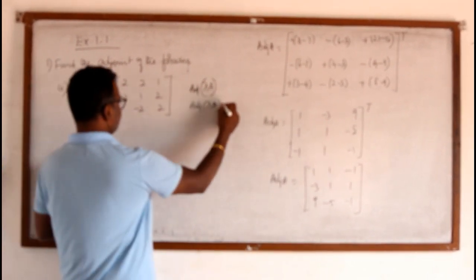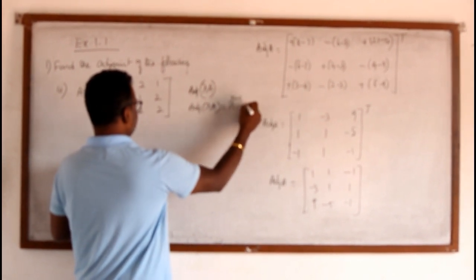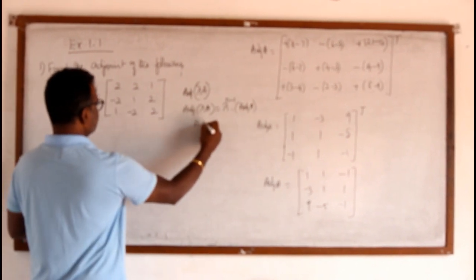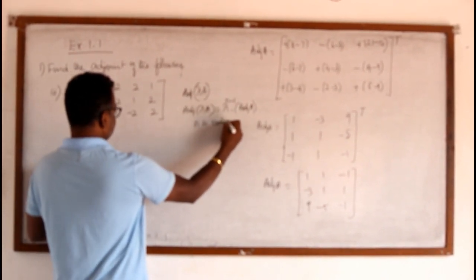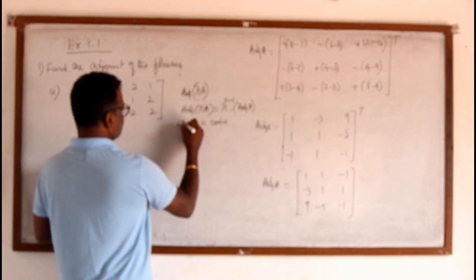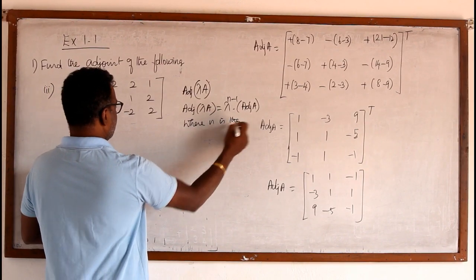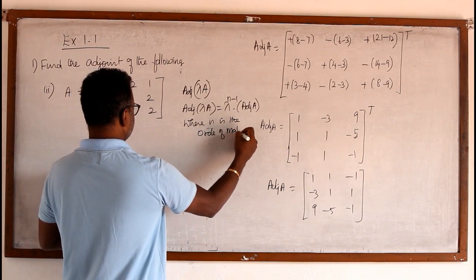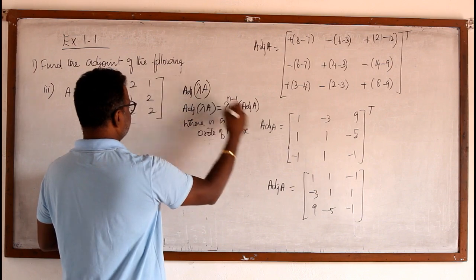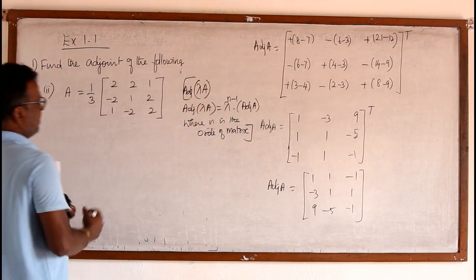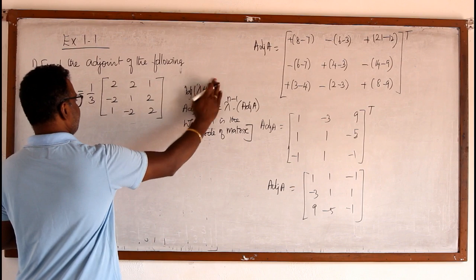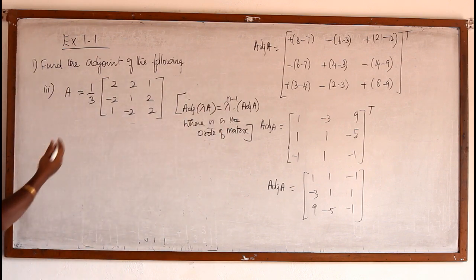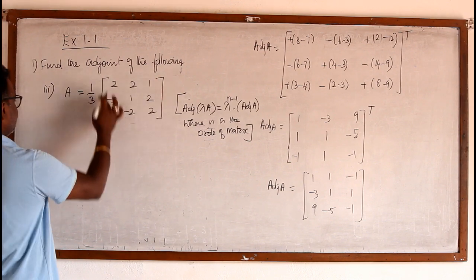Adjoint of lambda A equals lambda power n minus 1 into adjoint of A. This is the theorem, where n is the order of the matrix. So whenever a matrix is multiplied by a constant, adjoint of lambda A means lambda power n minus 1 into adjoint of A, where n is the order of the matrix. So then the order is 3 cross 3.